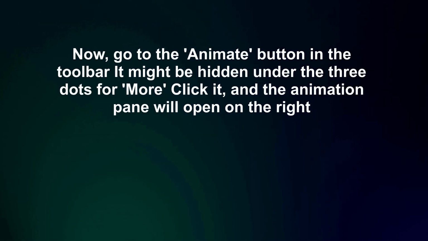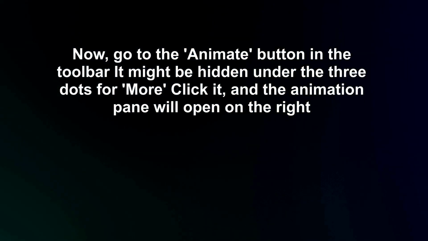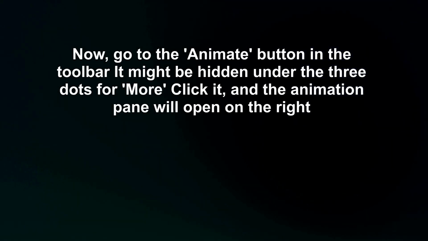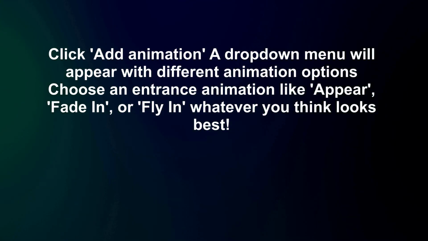Now, go to the Animate button in the toolbar. It might be hidden under the three dots for more. Click it, and the animation pane will open on the right. Click Add Animation. A drop-down menu will appear with different animation options.